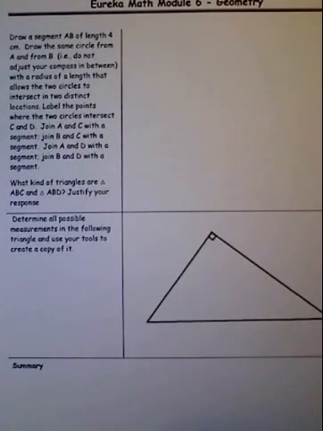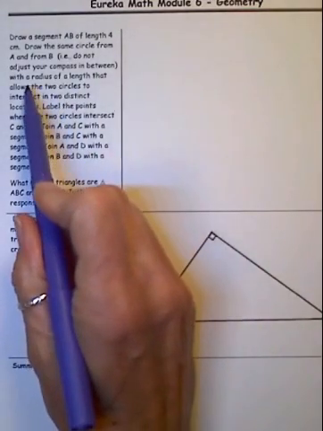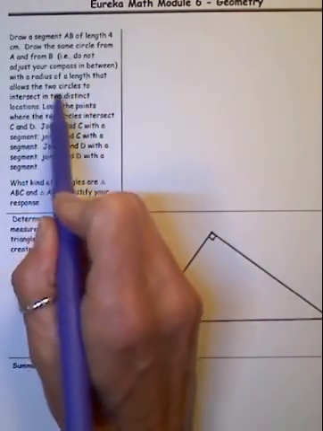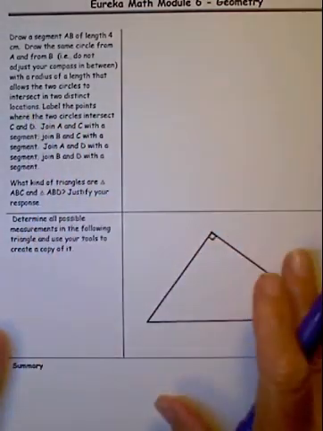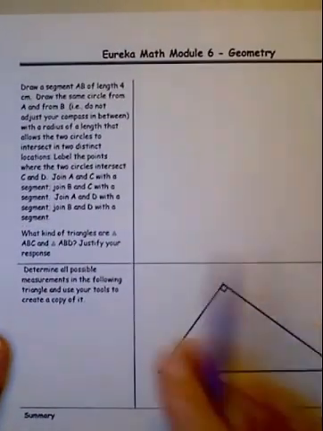Draw a segment AB of length 4 centimeters. Draw the same circle from A and from B. That is to say, do not adjust your compass in between, with a radius of a length that allows the two circles to intersect in two distinct locations. So let's just draw a sketch of what that might look like.